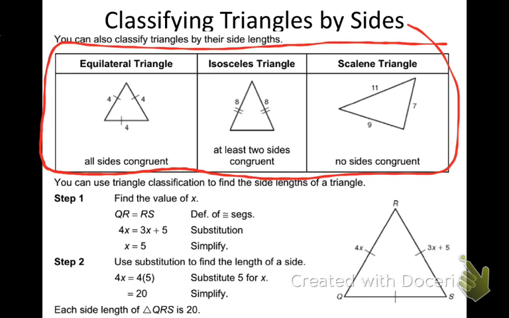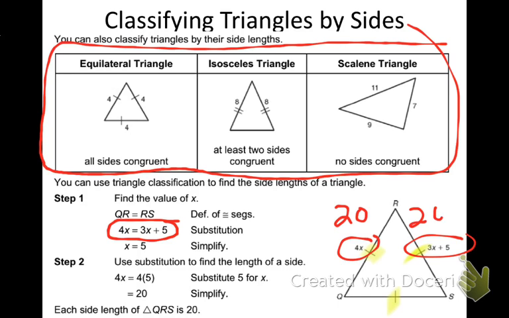Okay, and again, recognize, what do these little tick marks right here mean, Tom? They're congruent. So if I need to find a side length, I put the congruent sides equal to each other. So 4x equals 3x plus 5. I can get x equals 5. I plug that back in. All of them have a side length of 20 units. So I can find side lengths using all that information.